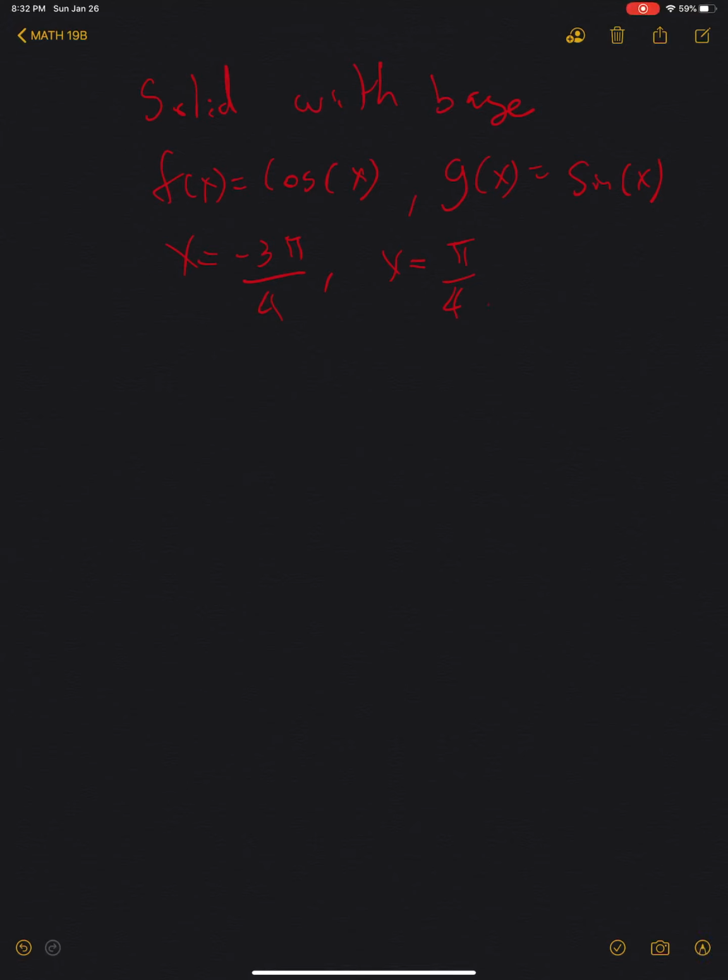So the base of this volume is going to be given by the intersection of these curves, and with cross sections perpendicular to the x-axis, and the shapes are going to be semicircles.